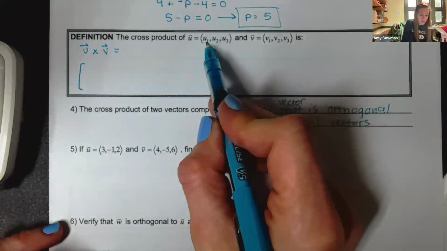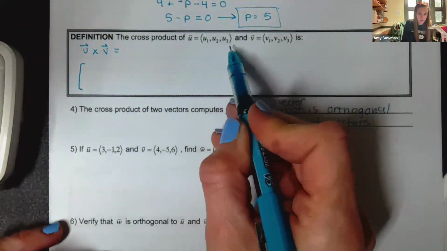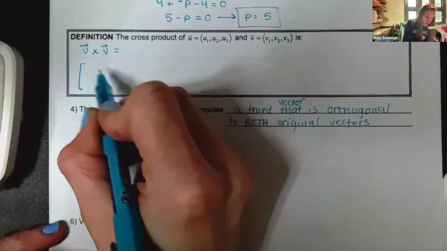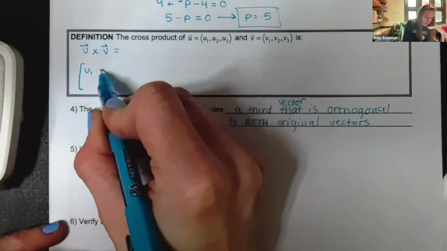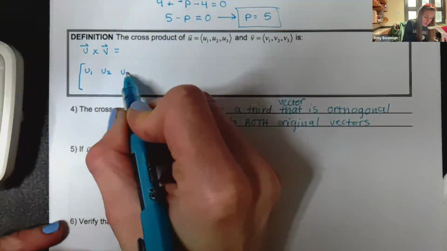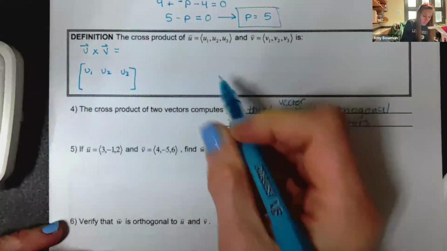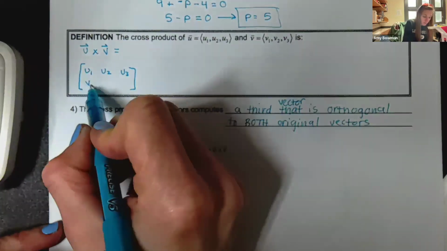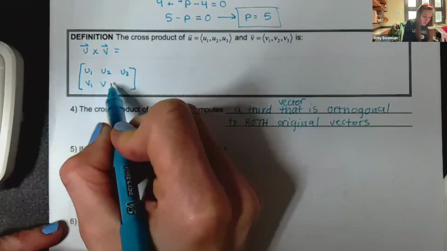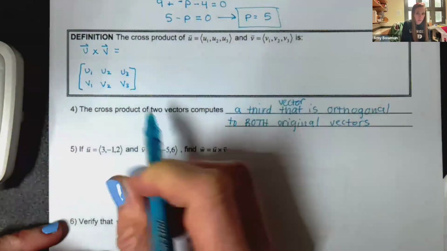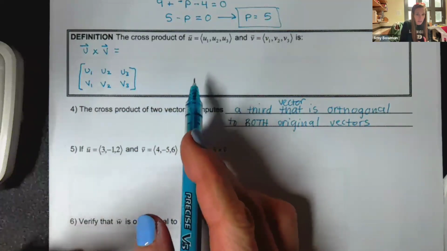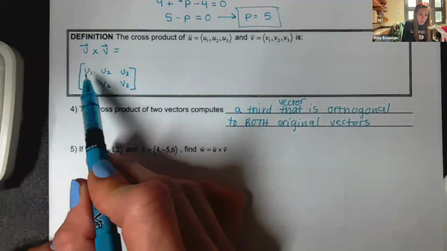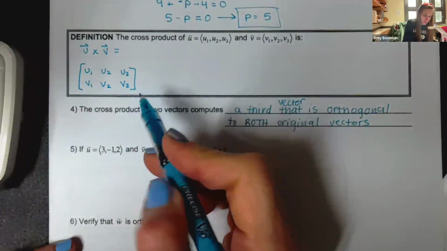So we just take the elements in vector u, u1, u2, u3, and we line them up as row 1 of our matrix. So we would write u1, write u2 next to it, write u3 next to it. Then we would put vector v directly below in row 2: v1, v2, v3. Now to compute the cross product, we're going to be taking products and differences of these elements in a very specific order.